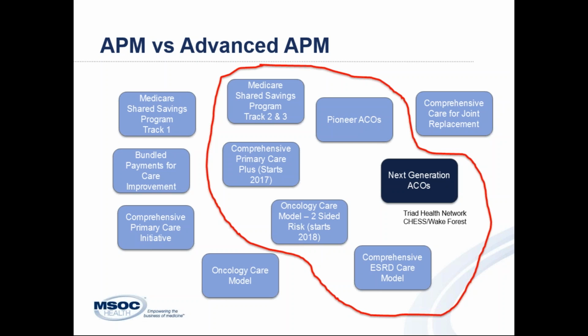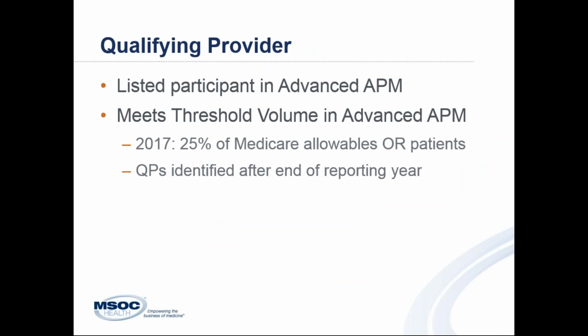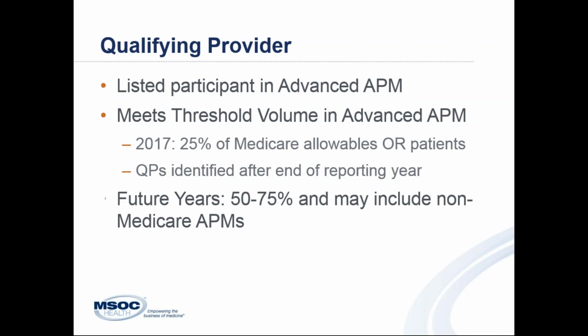Right now in the state of North Carolina, the only entities that would qualify as an advanced APM as it's proposed are Triad Health Network, which is in Greensboro area, and the CHESS Network, which are both next generation ACOs, and the CHESS Network includes Wake Forest Baptist Hospital and area, other providers in that area. So just to let you know that so you have to be part of an advanced ACO, and then you have to be a qualifying provider, meaning you have to be a listed participant, and at least 25% of the providers' Medicare allowables or 25% of their patients have to be one of those patients who have been attributed to that advanced APM entity. Unfortunately, we're not going to know who that is even until the end of the reporting year.